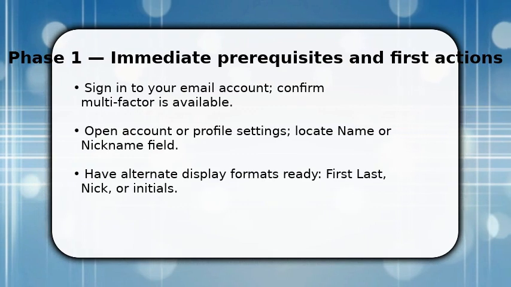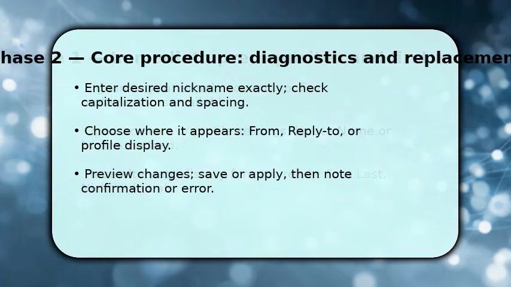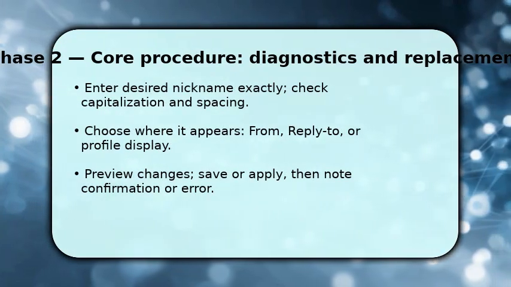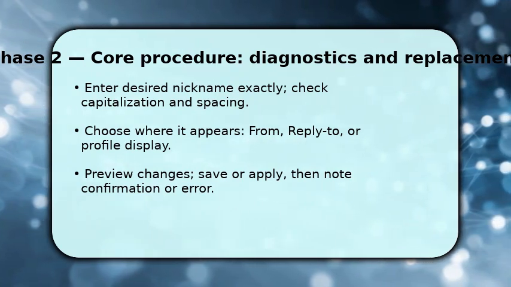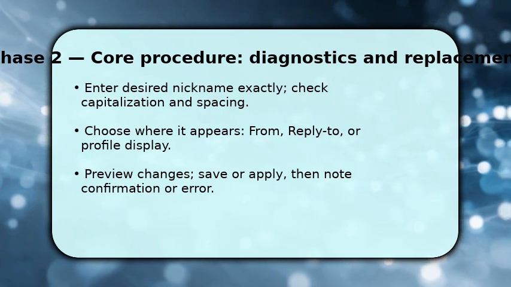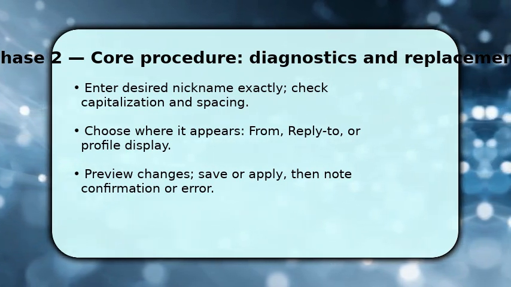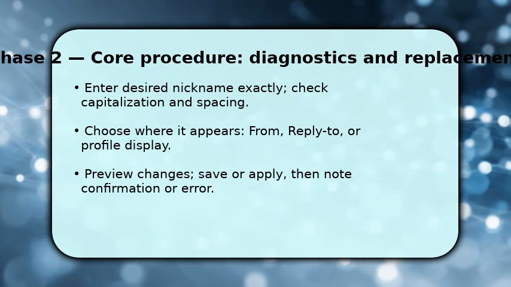Now edit the nickname field. Type the name exactly as you want it to appear. You'll often pick whether it shows in from or profile display. Choose accordingly. Once typed, preview how messages will look. Use any built-in preview or send a test message to yourself.